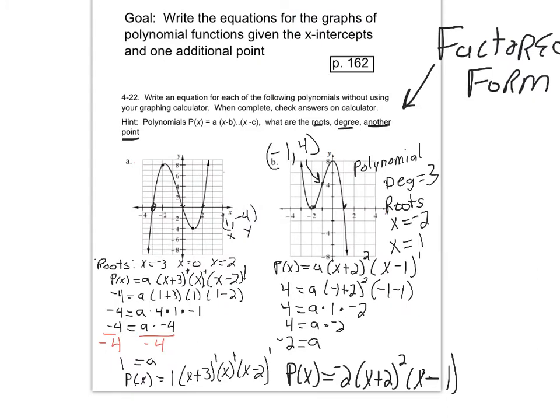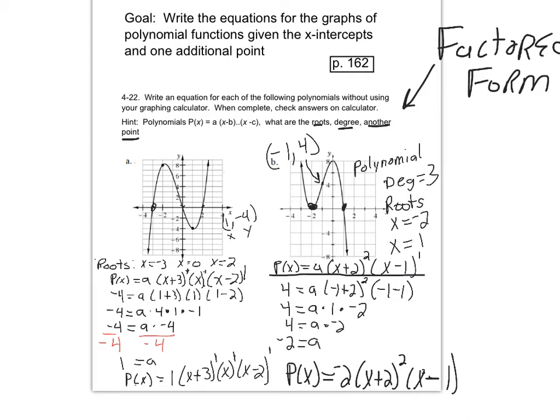Welcome back, and here's my work. This polynomial has a degree of 3 because it has a bounce at negative 2. It passes through 1. Therefore, it has to be a minimum of degree 3. 2 factors for x plus 2, 1 factor for x equaling 1. So using the roots negative 2 and 1, my polynomial has the equation of p of x equaling a times x plus 2 squared times x minus 1.